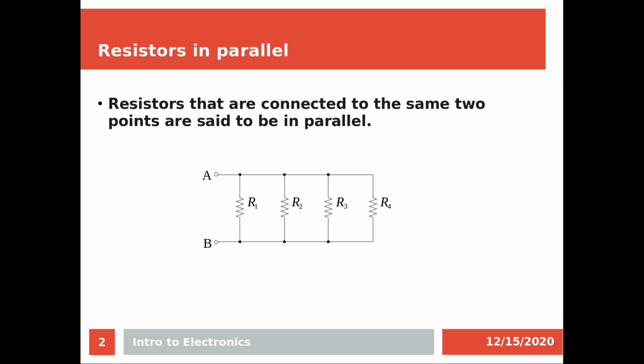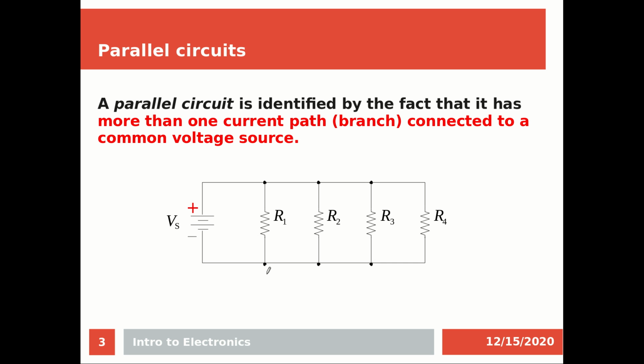Resistors in parallel means that they are connected to the same points, so they are said to be in parallel. So this point, this point, this point, all of them are parallel to each other. The positive side of all resistors is connected from one side, and the negative side is connected from the other side. Okay, so this is how we see the resistors in parallel.